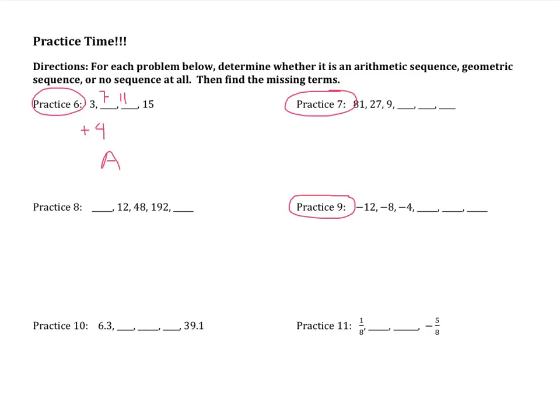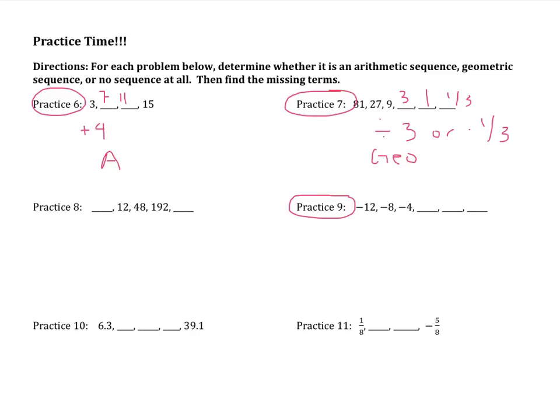For practice 7, you should have gotten that you were dividing by 3. If you didn't get this, chances are that you went and figured out, oh yes, it's geometric, but you were multiplying by 3. That's why you want to check. 81 divided by 3 gives you 27. You also could have had multiplying by a third. That's fine as well. Dividing by 3 or multiplying by a third. Okay, and our numbers should have been 3, 1, and 1/3.